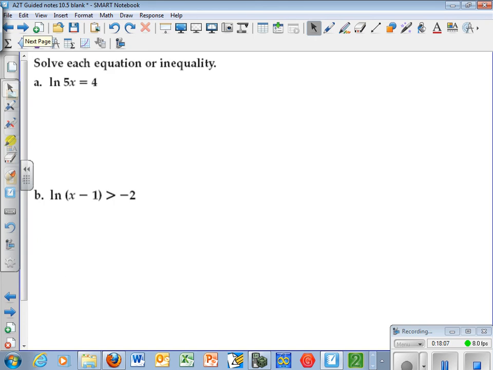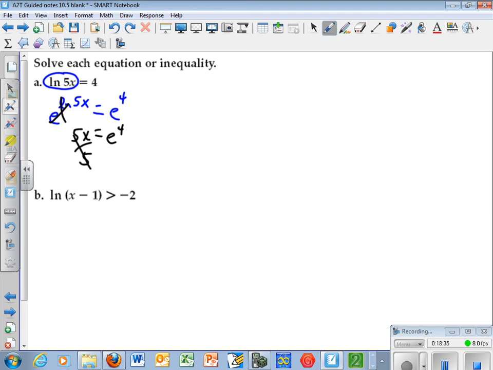Okay, last two, now we're going to start with ln. So what you want to do here, if you have an ln, if the x is involved after the ln, now I want to do the e base on both sides. So here's what I mean. I'm going to take this and put it as my power on e, and I'm going to do e to the 4th. Remember, these are inverses of each other. We just looked at that. So that leaves me with 5x equals e to the 4th.